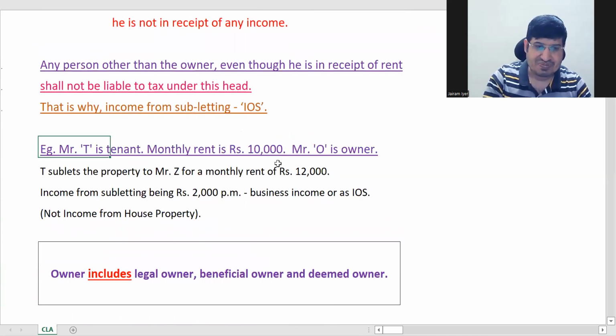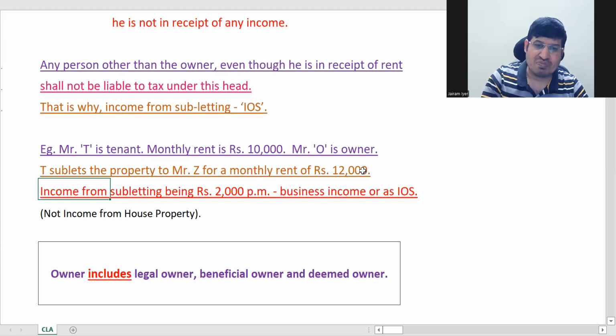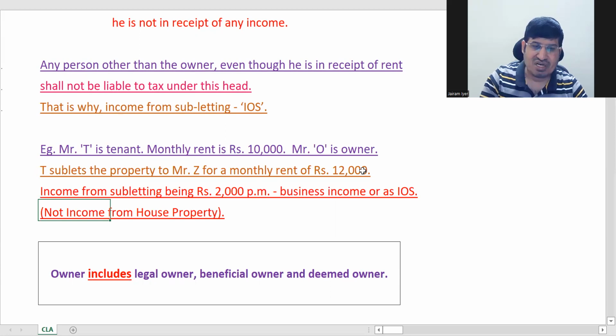Now if you see this, T is tenant, monthly rent 10,000. O is owner. T sublets the property to Z for monthly rent of 12,000. So he is paying 10,000 and earning 12,000, so 2,000 net he has earned, right? So the subletting income here of 2,000 per month is business income or income from other sources. In most normal cases it will be income from other sources, not income from house property.